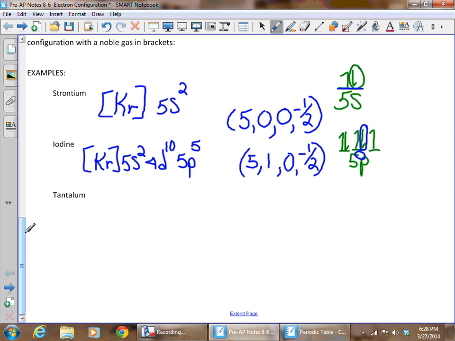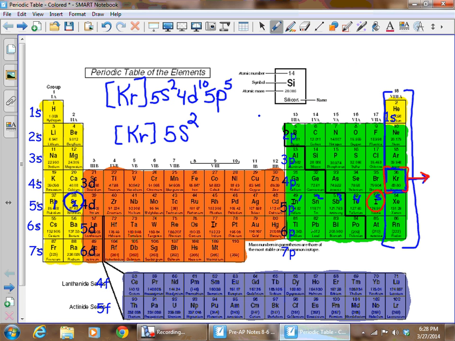Tantalum, on the other hand, if we look up tantalum on the periodic chart, tantalum is right here. Once again, we're going to pick the noble gas closest to tantalum without going over. We can't choose radon. Radon is too big. It's bigger than tantalum, so we have to go back to xenon. So we're going to look at xenon as being our element in brackets. And everything after xenon, we need to write down. So if we put xenon in brackets, the next thing we come to is our 6s.